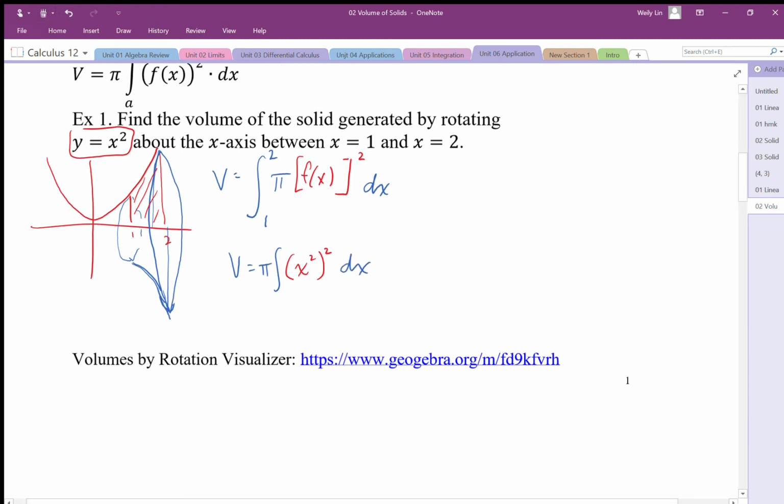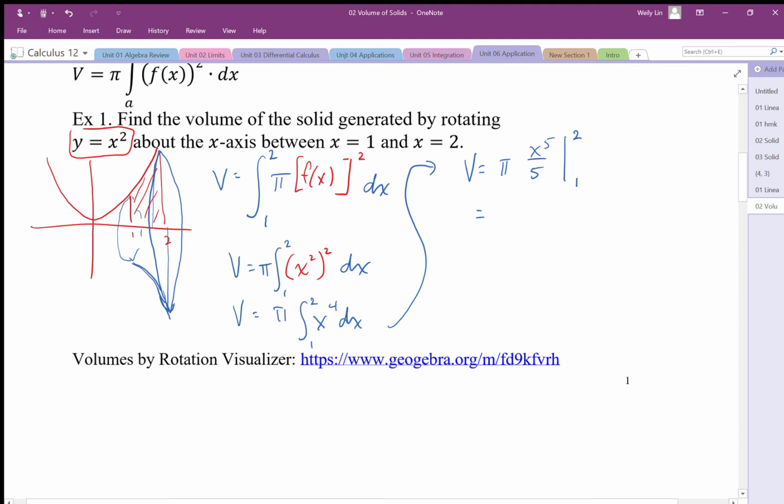When I integrate this, I end up with the integral from 1 to 2 of x to the power 4 dx. The antiderivative is then x to the power 5 over 5, and I integrate that from x equals 1 to x equals 2. That's going to calculate all those slices, all those discs, and add them all up from 1 to 2.